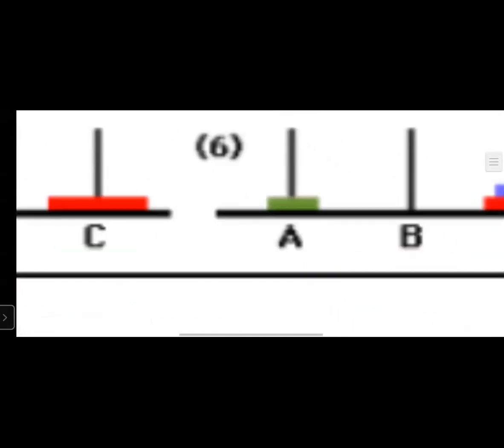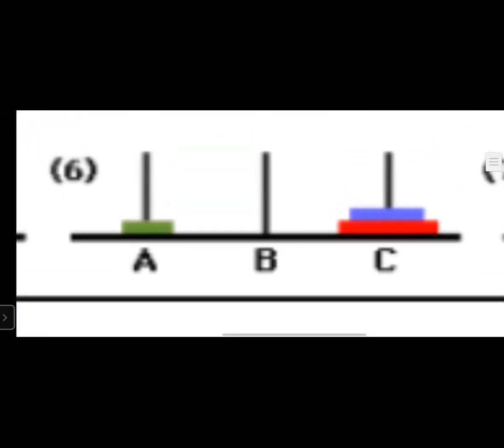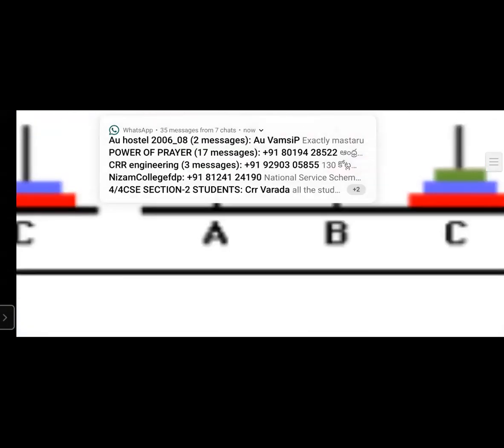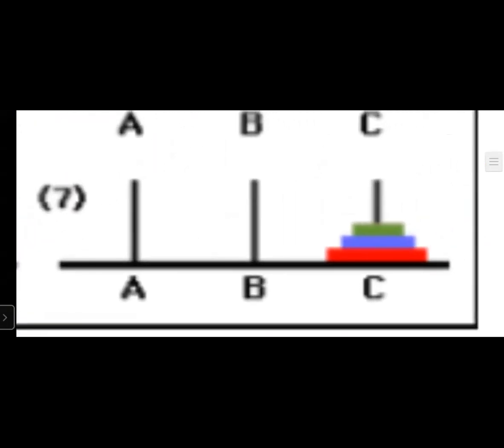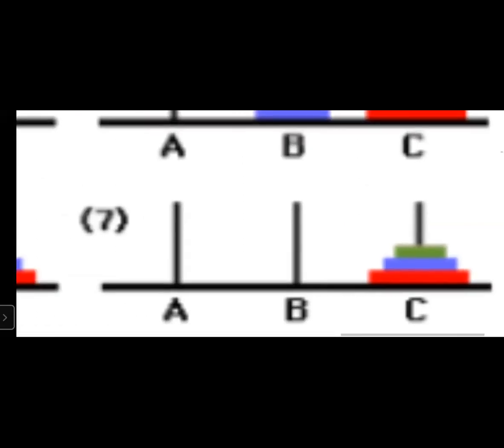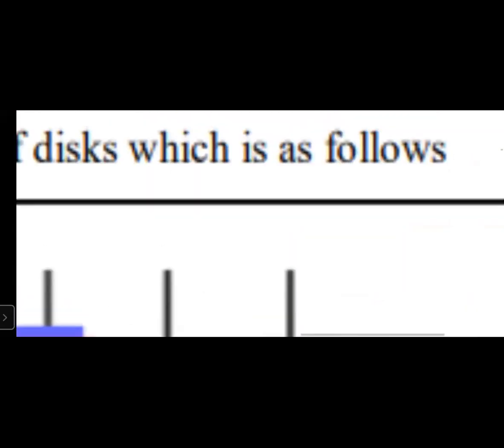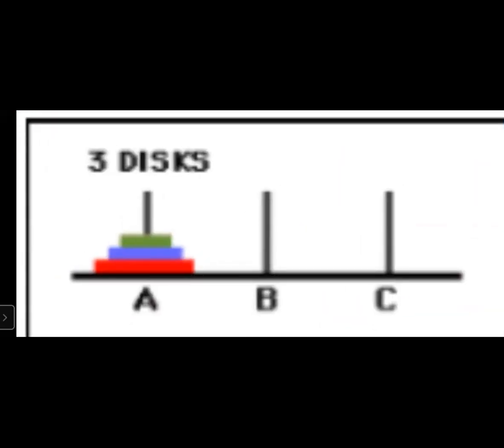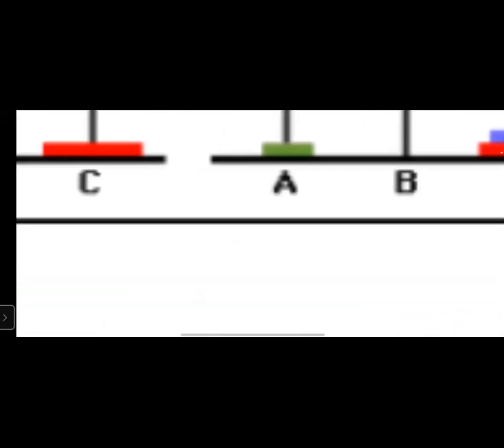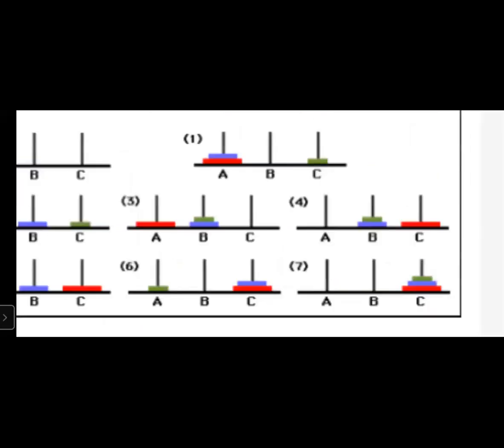My goal state is that all the discs that are in A must come to the third rod like this. That means on the top the smaller disc, and after that the larger disc. This is the goal state, and this is the start state. All the discs that are in A must come to C. So this is the example. Right, now see.